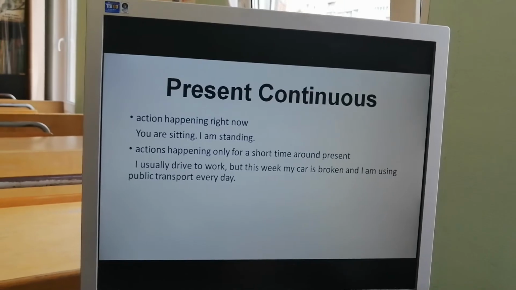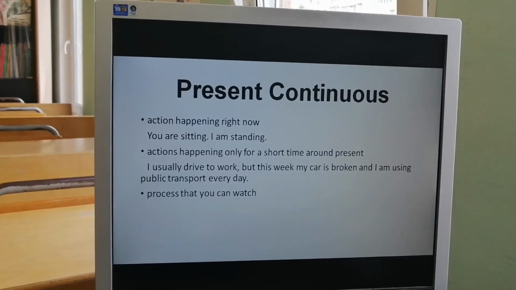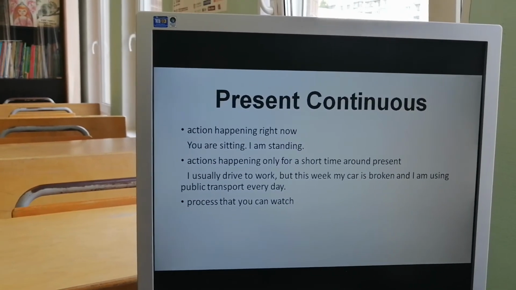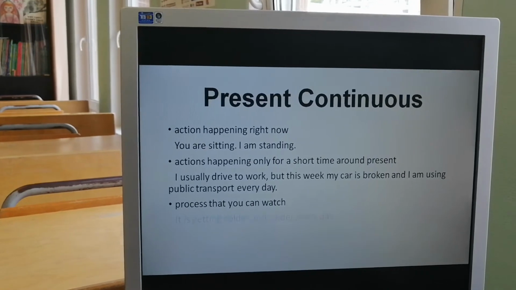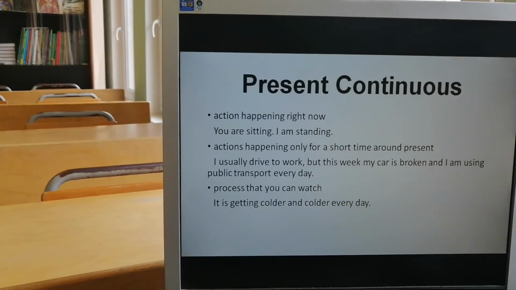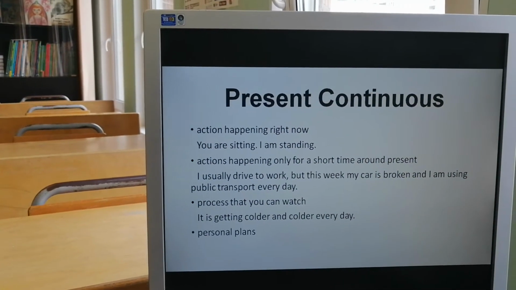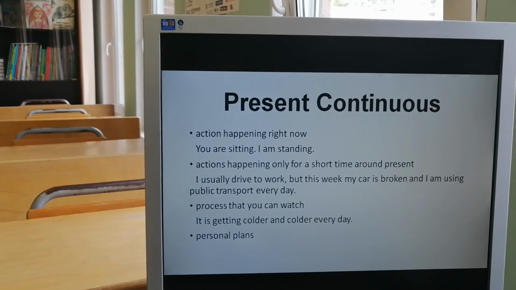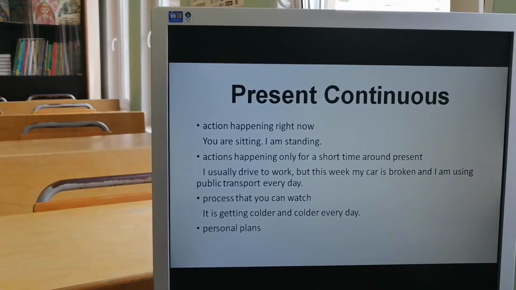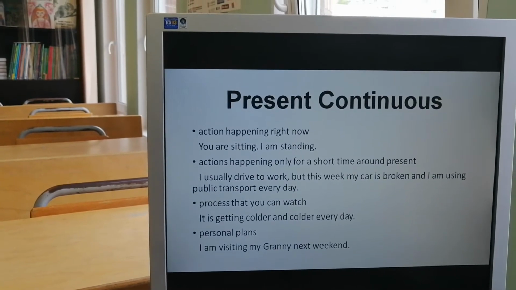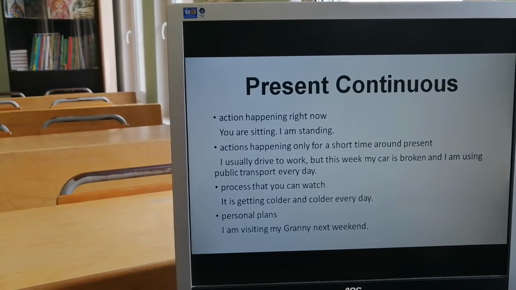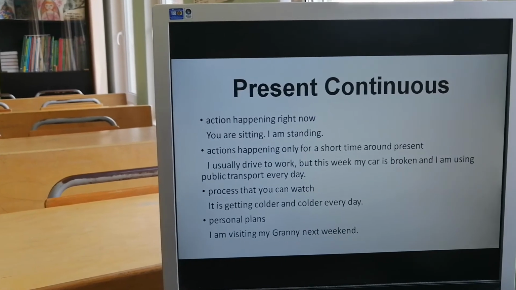Next, we can also use it to talk about processes that you can witness, that you can watch. For example, it's getting colder and colder every day. Next, we use present continuous to talk about the future, meaning personal plans. For example, I am visiting my granny next weekend. Harry is meeting his boss tonight, etc.